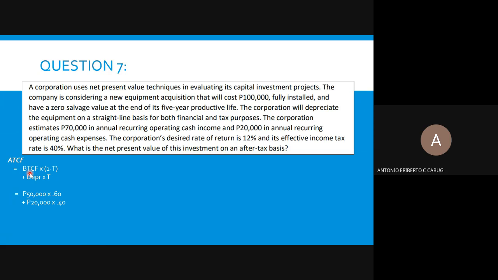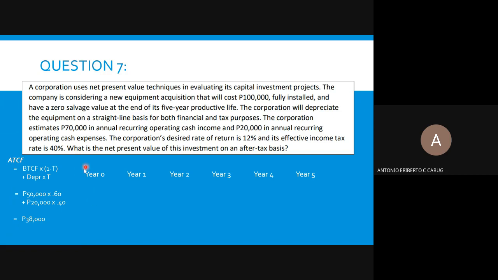ATCF is BTCF times 1 minus T plus depreciation times T. Okay? So you have 50K times 0.6 plus 20K times 0.4. Your after-tax cash flow is 38,000 pesos. Okay lang?